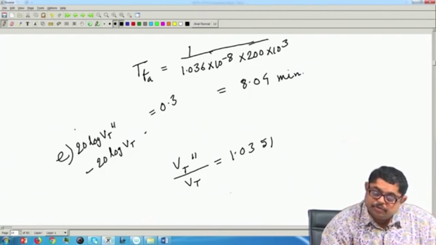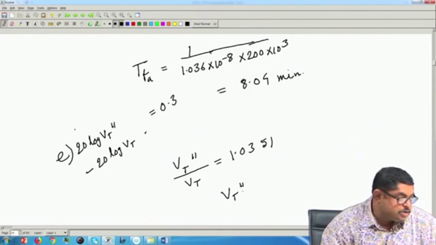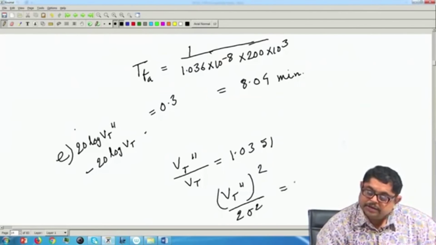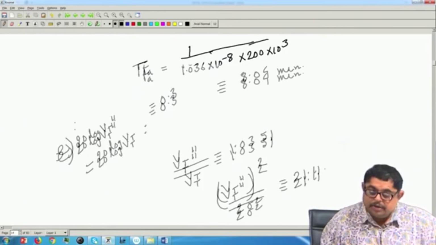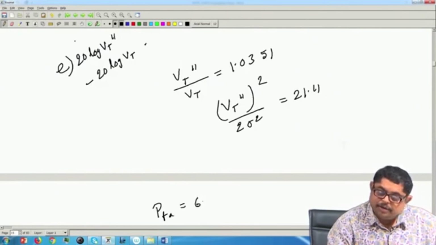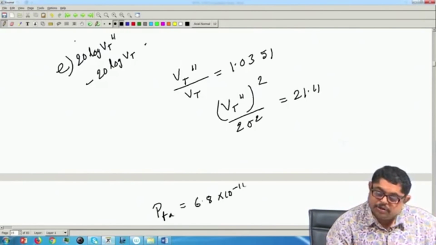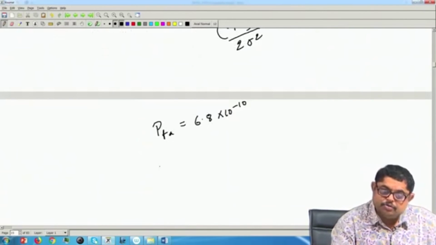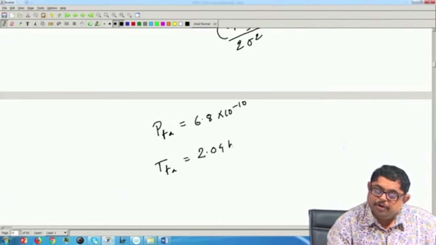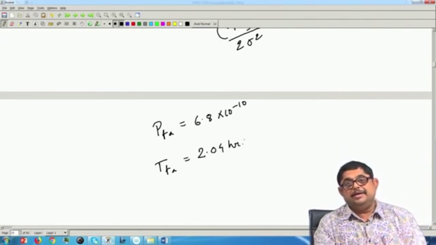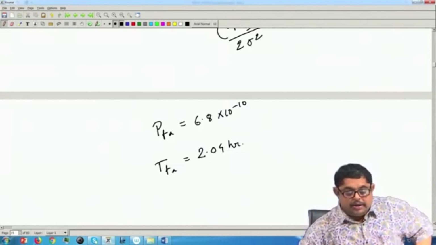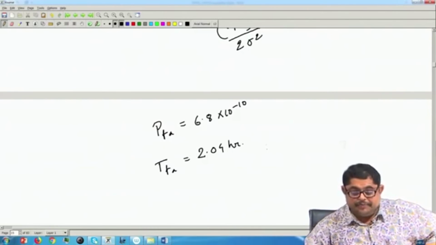And so we will get Vt double dash square by 2 sigma square as 21.11, and that will give you a PFA of 6.8 into 10 to the power minus 10. That will give you a TFA of 2.04 hours. So, instead of 30 minutes, you are getting almost a 4-fold change. That is the meaning of exponential variation.